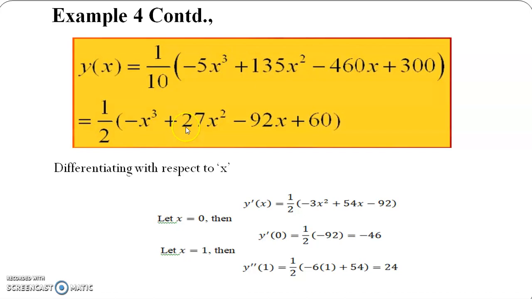To find f dash of 0, we have to differentiate this polynomial. Differentiate this with respect to x. We get this one. Put x equal to 0 here. To find the second order derivative, differentiate this again with respect to x and put x equal to 1. We get the solution, right?